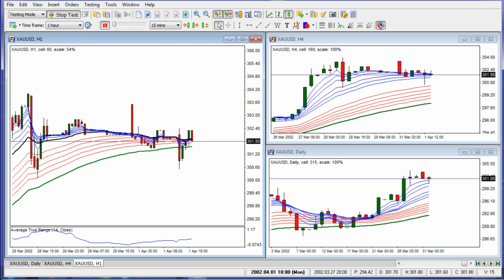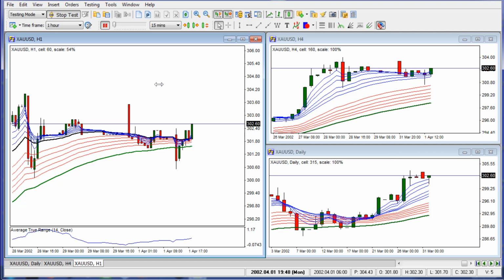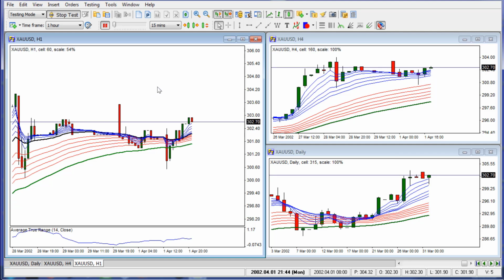Okay, so we can see we're nicely fanned out here on the daily. Been fanned out for a few days now, and the 4 hours also been fanned out as well. So we're looking for entries now on the 1 hour chart. So we're just going to scroll through, waiting for the moving averages to fan out. Indeed, they're fanning out now.